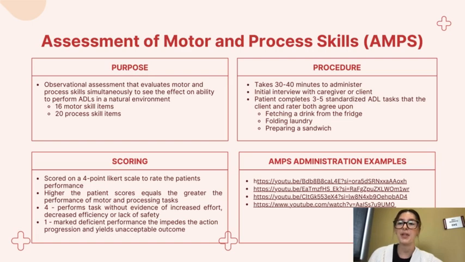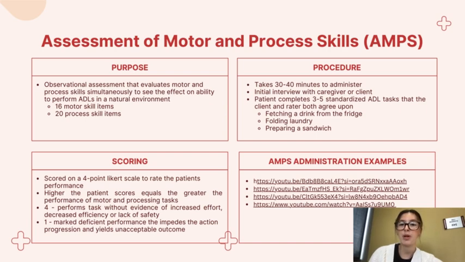The next assessment that we are going to discuss is called the Assessment of Motor and Process Skills, AMPS for short. The purpose of this assessment is that it is an observational assessment that evaluates motor and process skills simultaneously to see the effect on ability to perform ADLs in a natural environment. The AMPS is also a top-down assessment that involves finding out more about a client's occupational concerns and then observing the client performing that occupation in a natural environment.